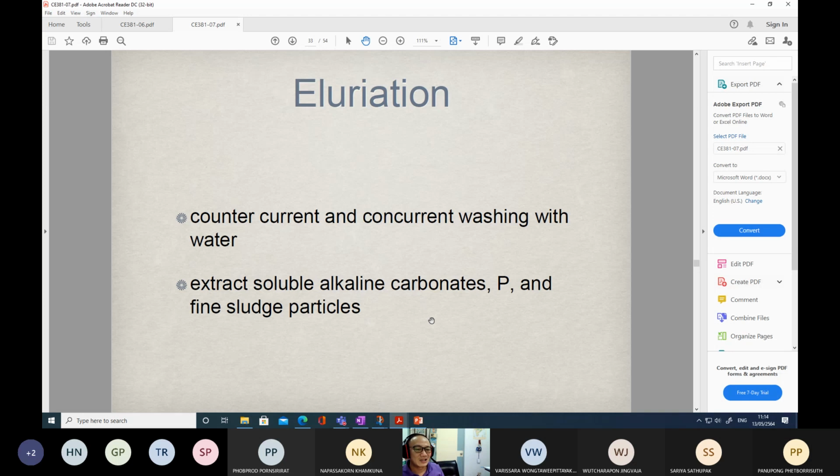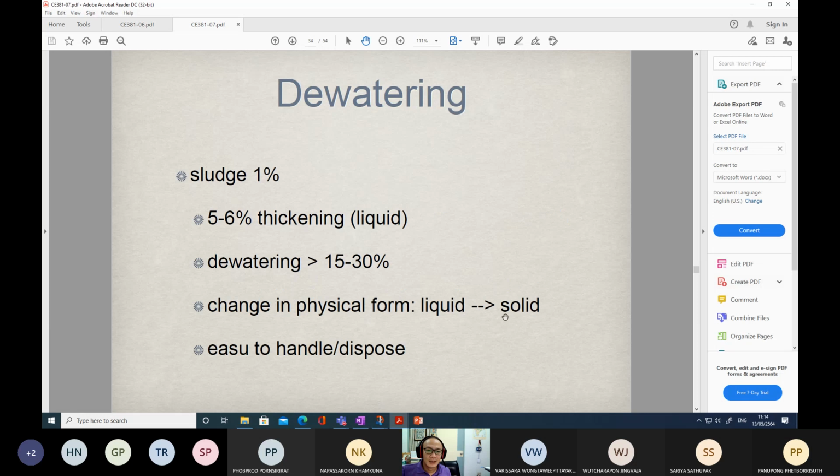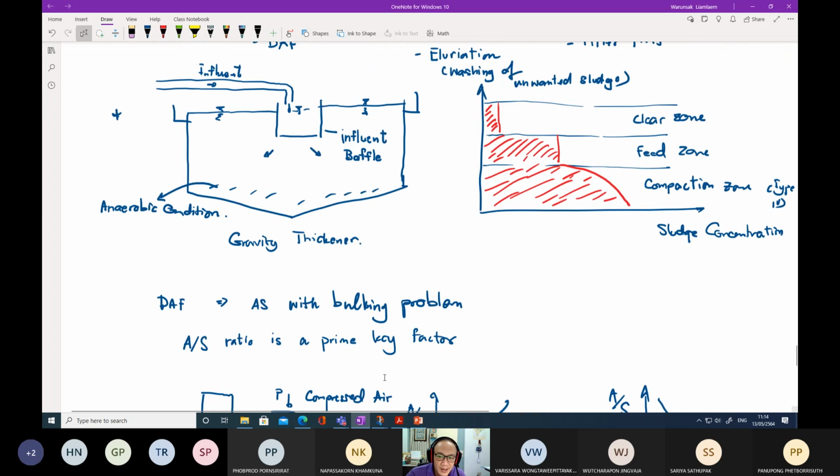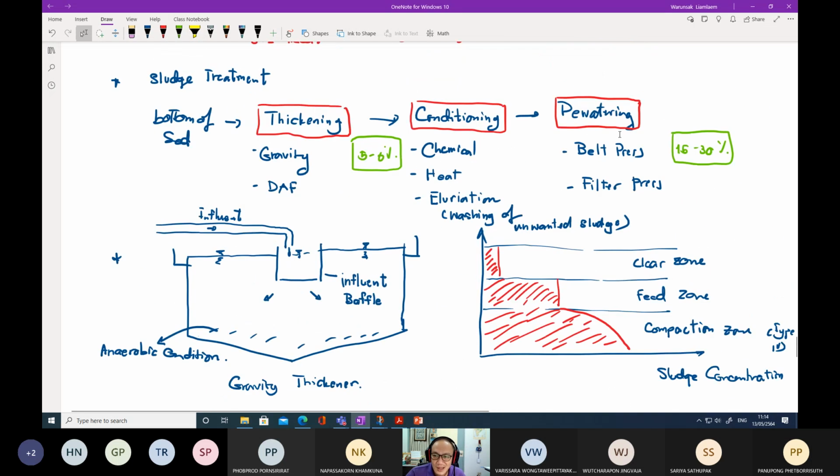But anyway, they are good if we want to extract some soluble alkalides, carbonates, phosphate, or some fine sludge particles, inorganic particles. Now, just come to the last process, sludge treatment and management process, dewatering.